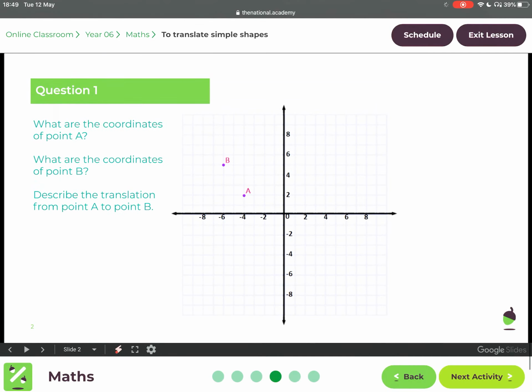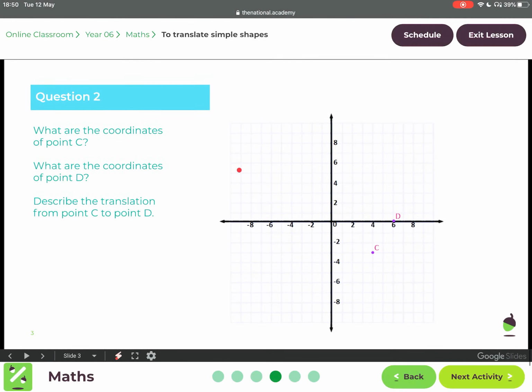So question 1. What are the coordinates of point A? What are the coordinates of point B? Describe the translation from point A to point B. So the answer here would be A is at coordinates -4, 2. B is at -6, 5. And to get from A to B, you would have to do 2 left and 3 up.